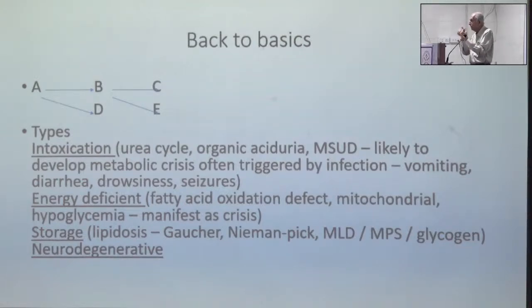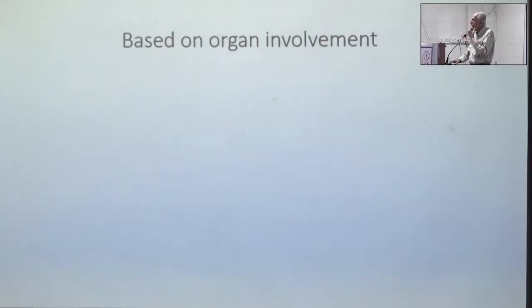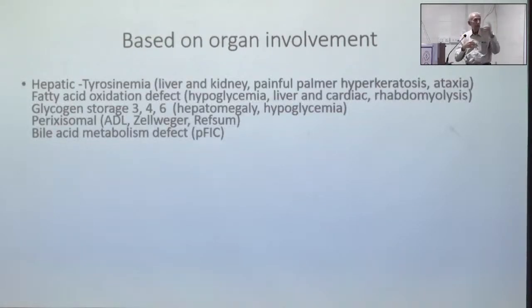This is clinical application to begin with. What next do we want to know? We want to know the difference in organ involvement. The most common involvement is hepatic. And then you have tyrosinemia, for example. You have a fatty oxidation defect. You have a glycogen storage. You have a peroxisomal disorder, like Zellweger. You have a bile metabolic defect like a PFIC. So you need to fit in one of these, and the presentation would be like a hepatic disease.